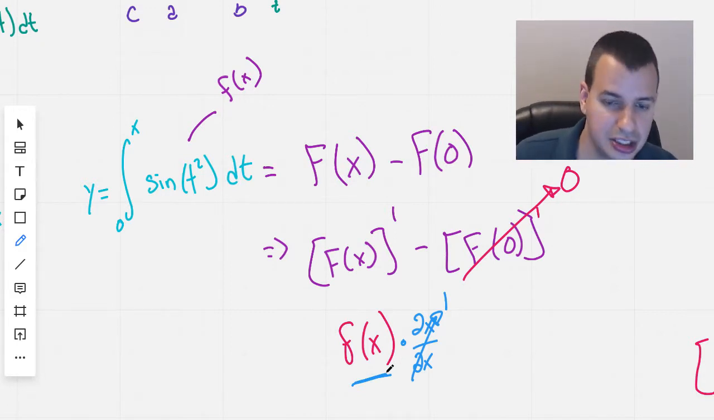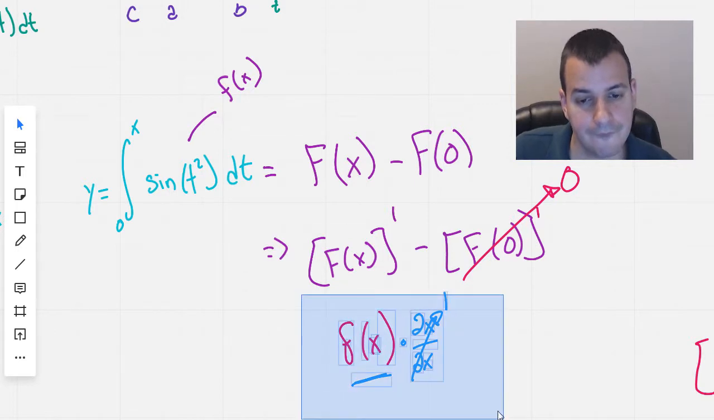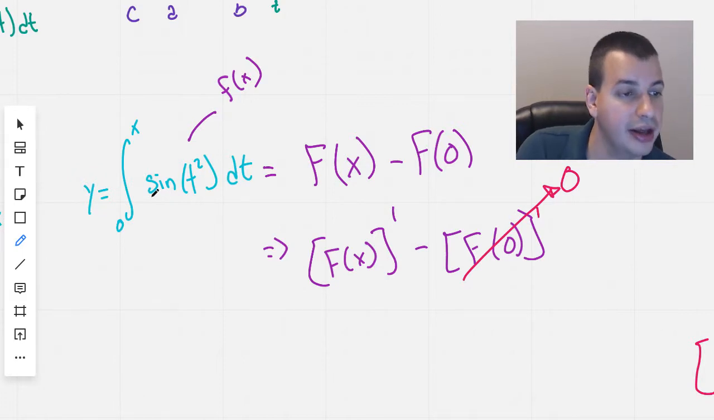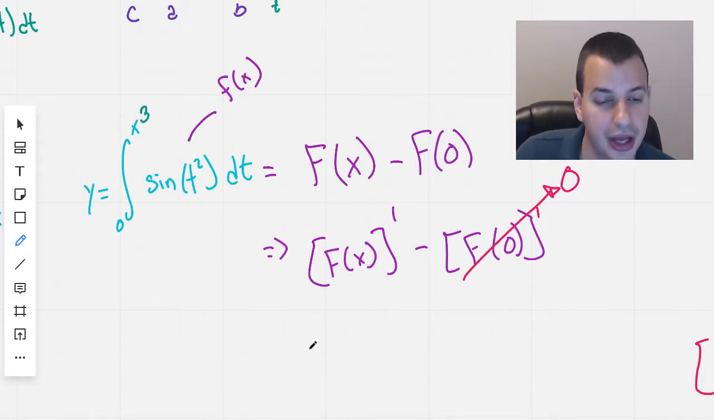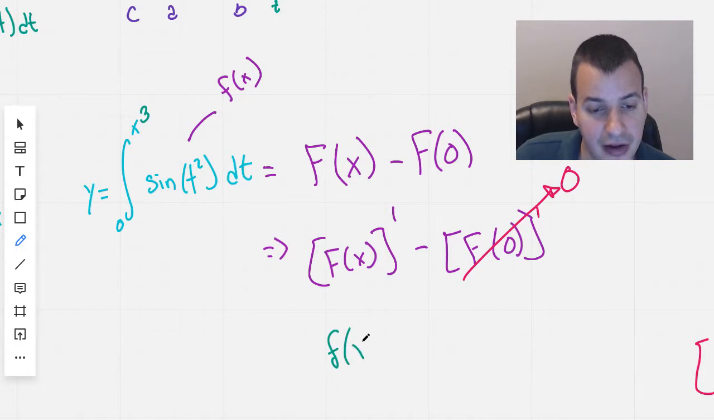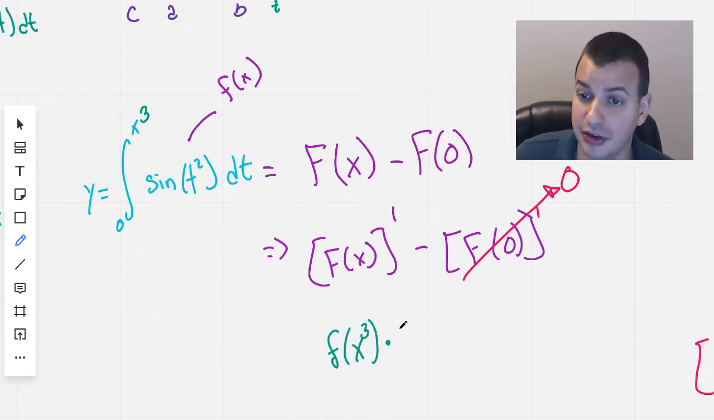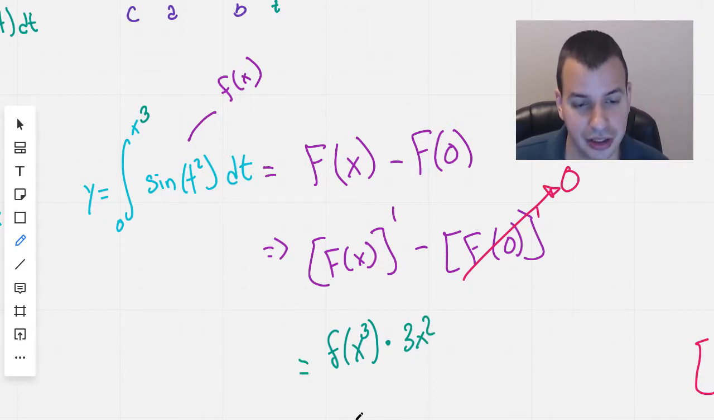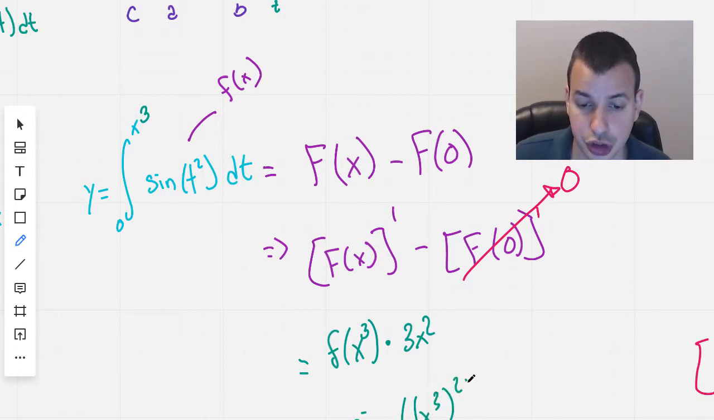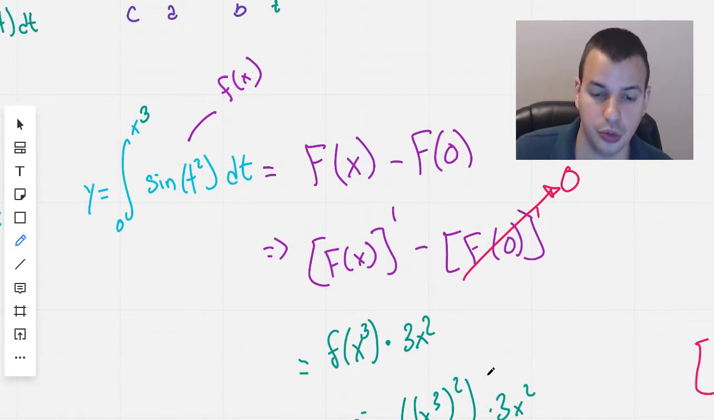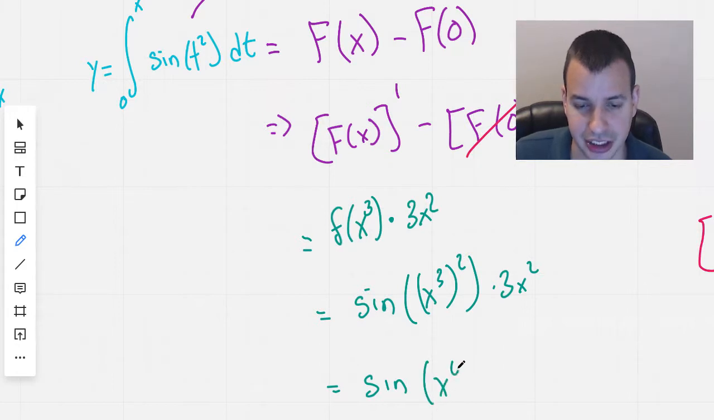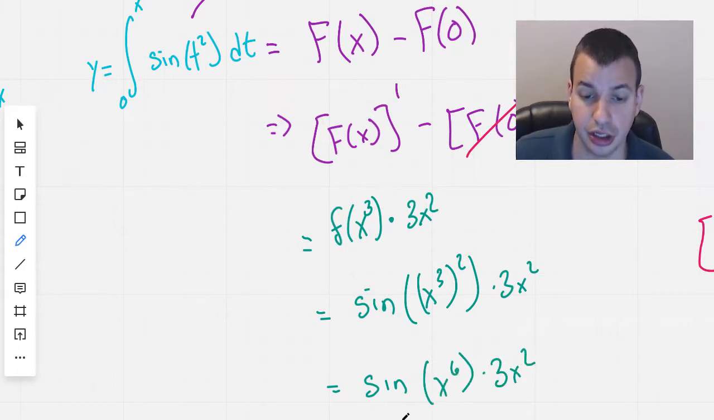Now if we took this problem and changed it slightly, where instead of x we had x cubed, then we would have f of x cubed times the derivative of x cubed, which would be 3x squared, which would then give us sine of x cubed squared times 3x squared, which would give us the final result of sine of x to the 6th times 3x squared.